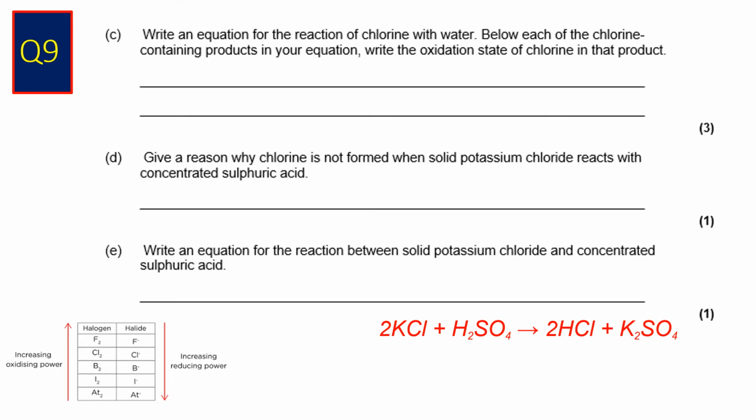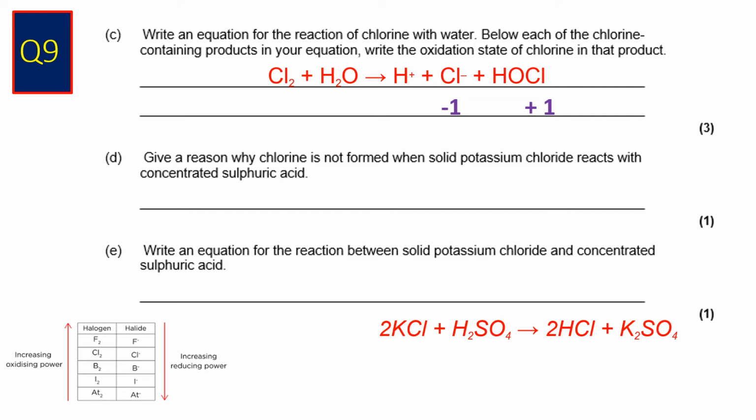Part C, write an equation for the reaction of chlorine with water. Below each of the chlorine containing products in your equation, write the oxidation state of chlorine in that product. So again, this is the equation that should have come up in your homework, and we have mentioned in class. So chlorine plus water forms H plus Cl minus ions plus HOCl.